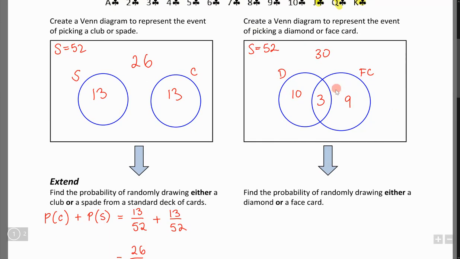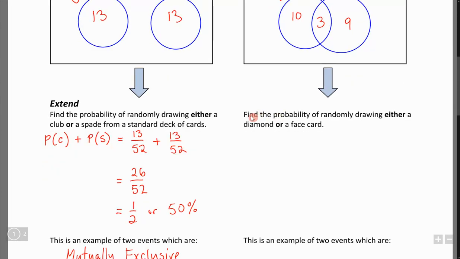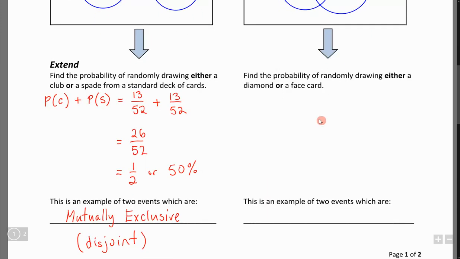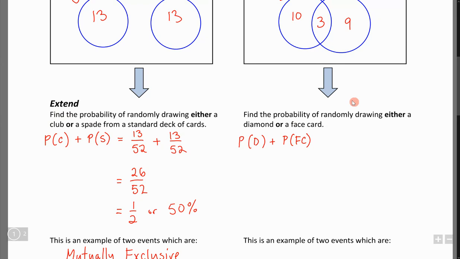But now let's examine a probability problem using this. Find the probability of randomly drawing either a diamond or a face card. So the probability of drawing a diamond plus the probability of drawing a face card. But because the sets are intersecting, you have to account for the intersection of the sets in the formula.